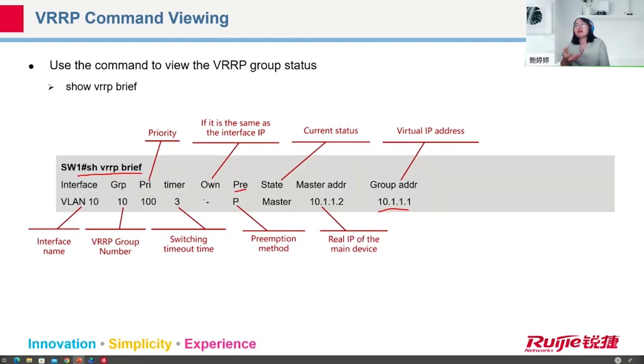And the virtual IP address should be configured as the gateway of the PC. Okay, so this is a basic configuration and a basic maintenance command. Not very difficult. But if you use VRRP and MSTP together in your network, it will be a little complex.